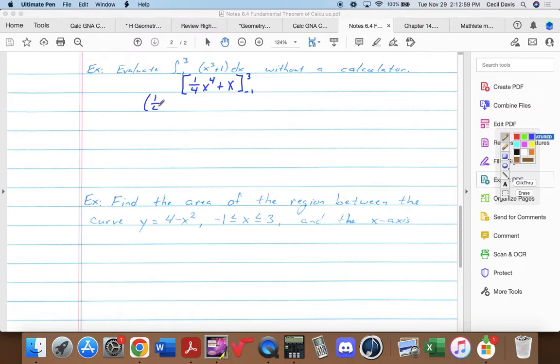So that'll be 1/4 of 3 to the 4th plus 3 minus 1/4 of -1 to the 4th plus -1.